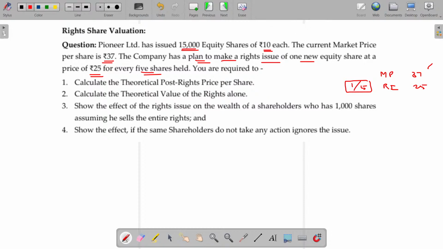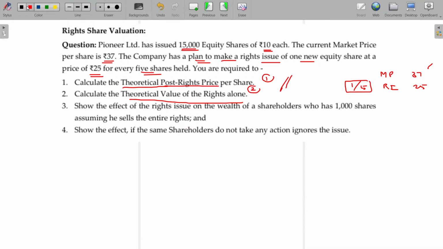You are required to calculate the theoretical post-right price per share. You have to find out the post-right price. That's one calculation. Second one being the theoretical post value of the right alone, the right value. These two you have to calculate. Third and fourth are not required for the foundation level. So you have to find out these two answers.